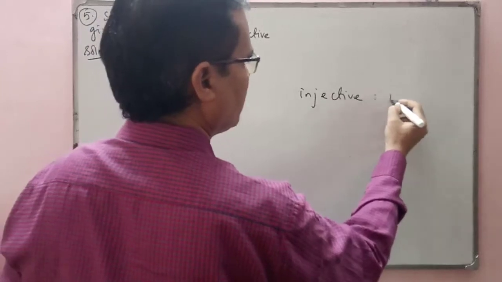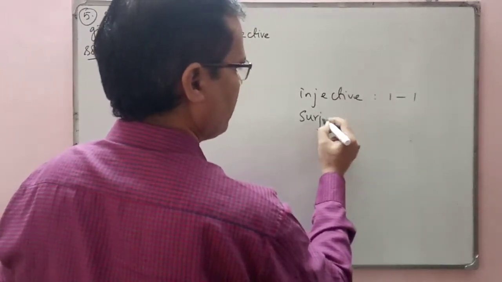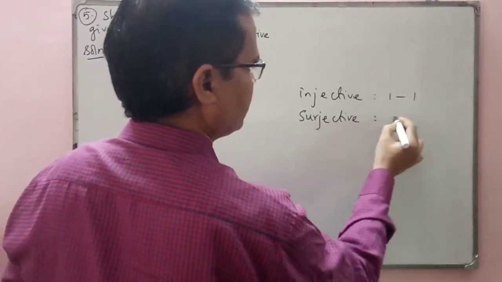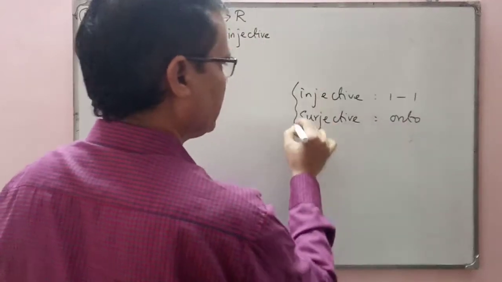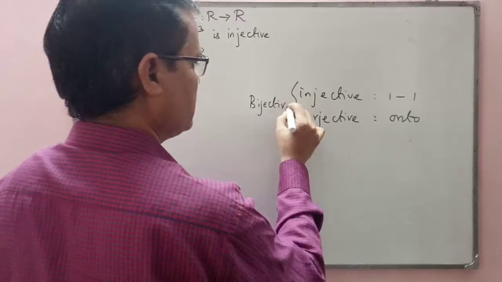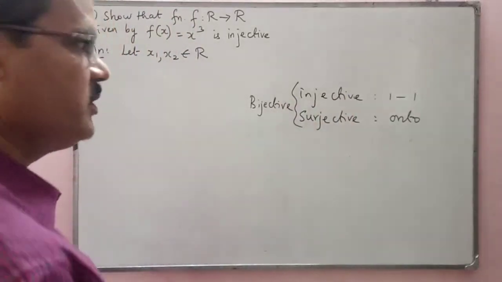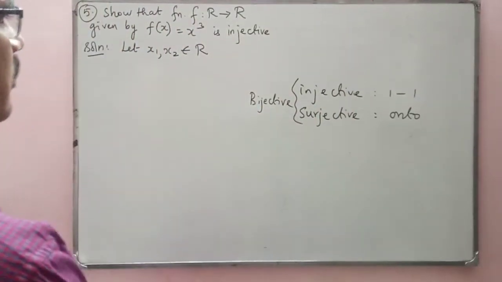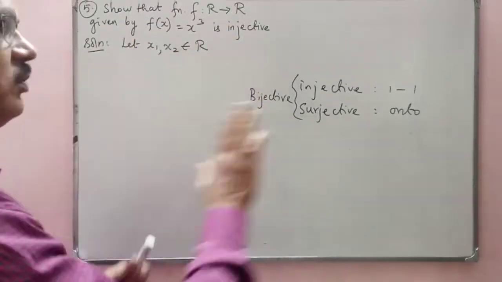Injective, 1 to 1. Surjective, yes, on to. Very good. If both are there, we call it bijective. The small terms you have to remember, children. Injective means 1 to 1, surjective means onto, bijective means both. So here you need to show only 1 to 1.